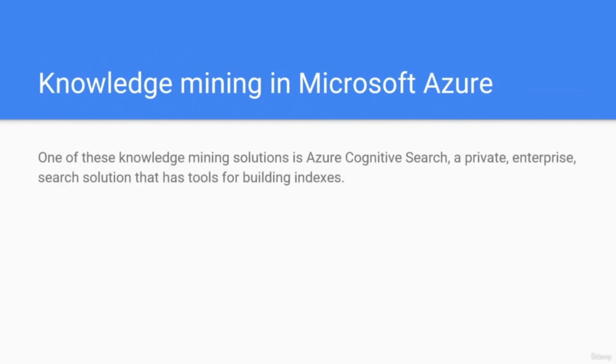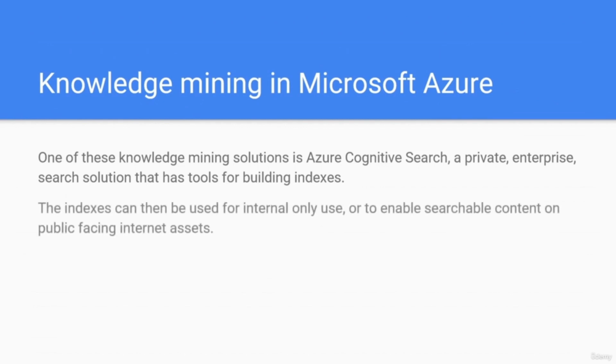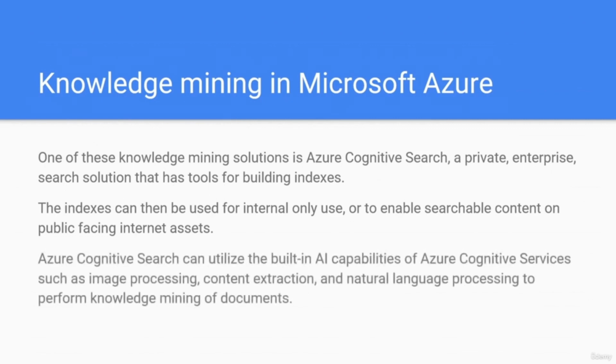One of these knowledge mining solutions is Azure Cognitive Search, a private enterprise search solution that has tools for building indexes. The indexes can then be used for internal-only use or to enable searchable content on public-facing internet assets. Azure Cognitive Search can utilize the built-in AI capabilities of Azure Cognitive Services such as image processing, content extraction, and natural language processing to perform knowledge mining of documents.